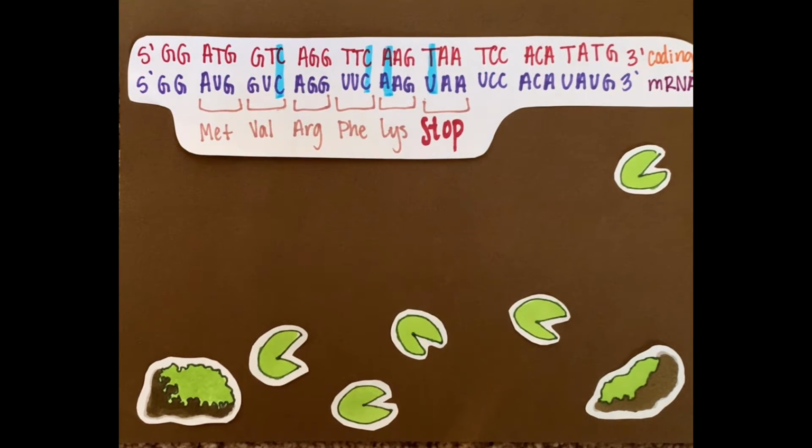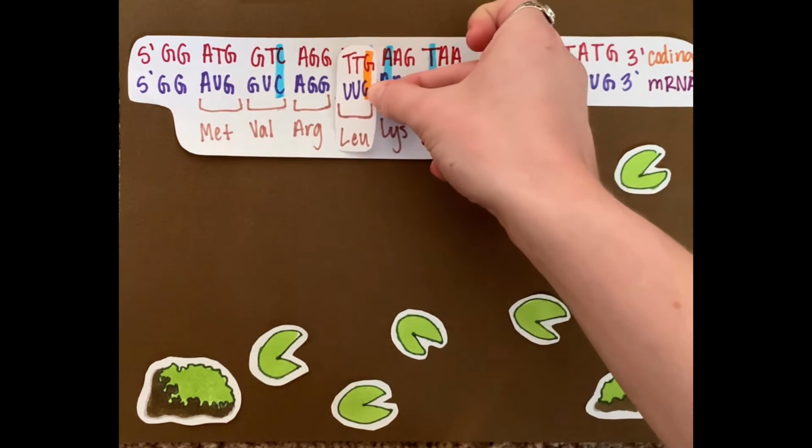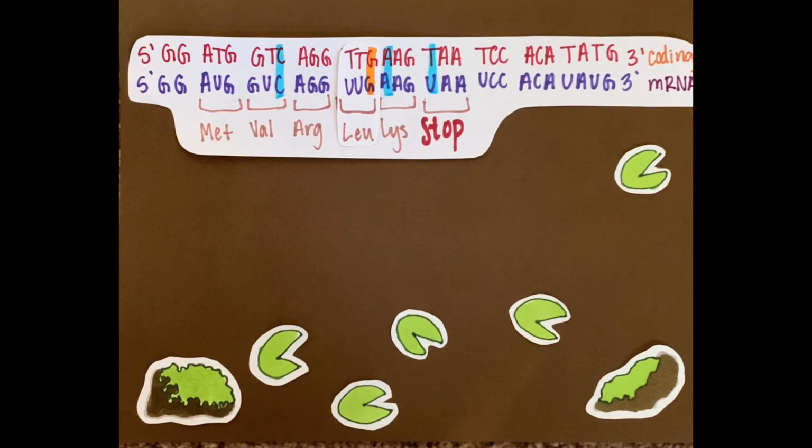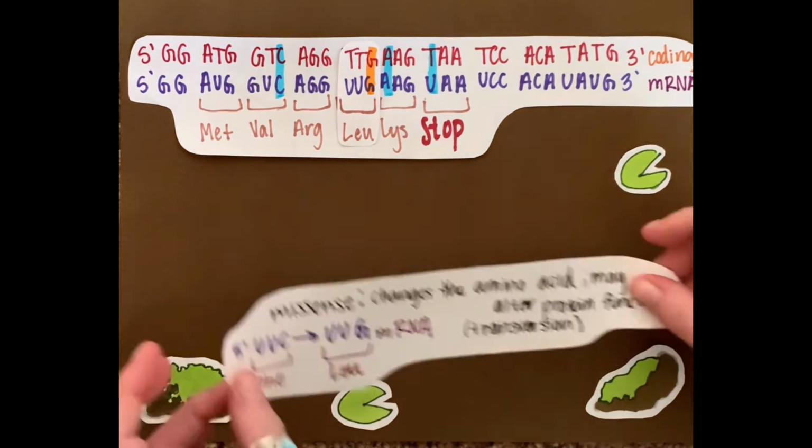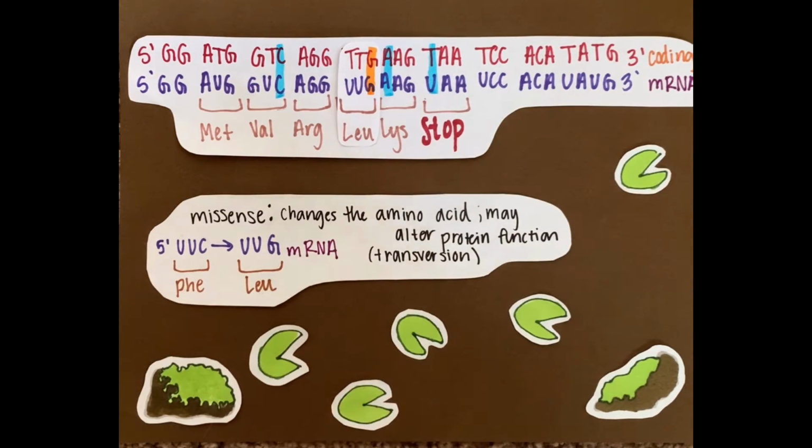The second mutation results from the transversion of TTC to TTG in the coding strand. The amino acid coded for by the mRNA codon UUC was phenylalanine, while the mutated codon UUG now codes for leucine, making this a missense mutation.